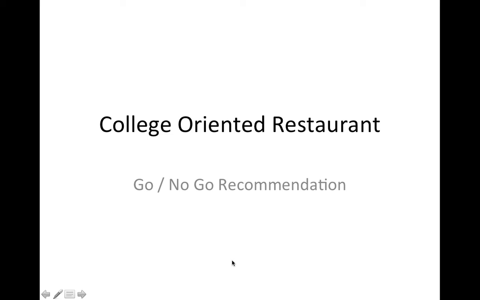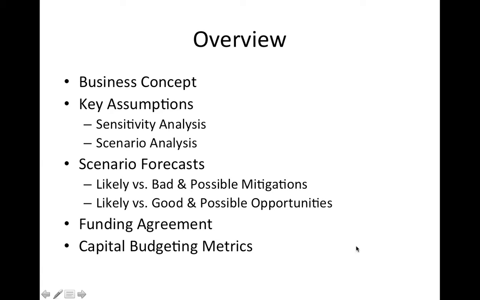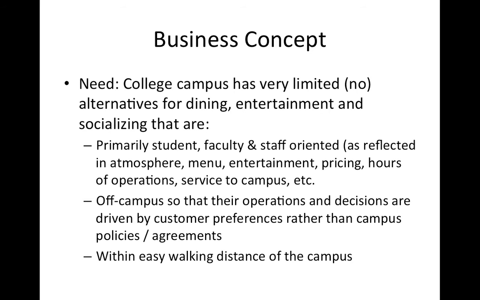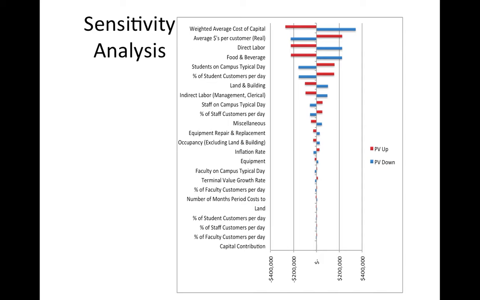In this presentation, I want to give you a brief overview of what I expect you to cover in your final business opportunity recommendation, or what I call the go, no go recommendation. You're going to see that the PowerPoint is fairly similar to the one that you did for step 13. The big change: where we originally had a funding proposal, you'll now have a funding agreement. And I've added a slide on capital budgeting metrics.